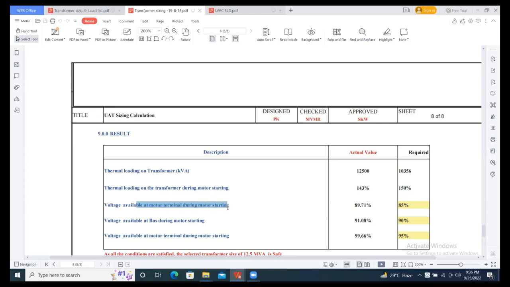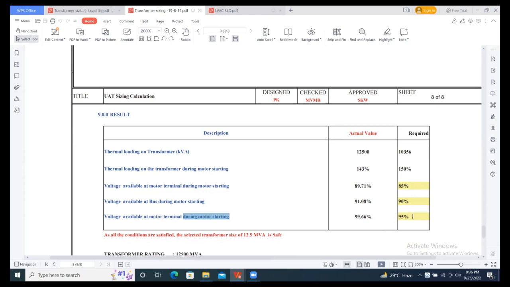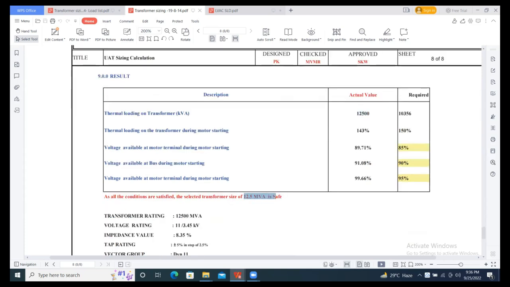And I'm calculating what is the voltage available at motor terminals during the motor starting. This is the value I got. It can be acceptable up to plus or minus 15%. During the motor starting at buses it is plus or minus 10%. I got 91%, so it is also fine. And voltage available at motor terminals during not starting, it is wrongly written. This is at steady state. What is the voltage available at motor terminals during running? It is recommended at plus or minus 5%. I got 99.66%. So all conditions are satisfied. So I can say that the 12.5 MVA transformer is safe for me.